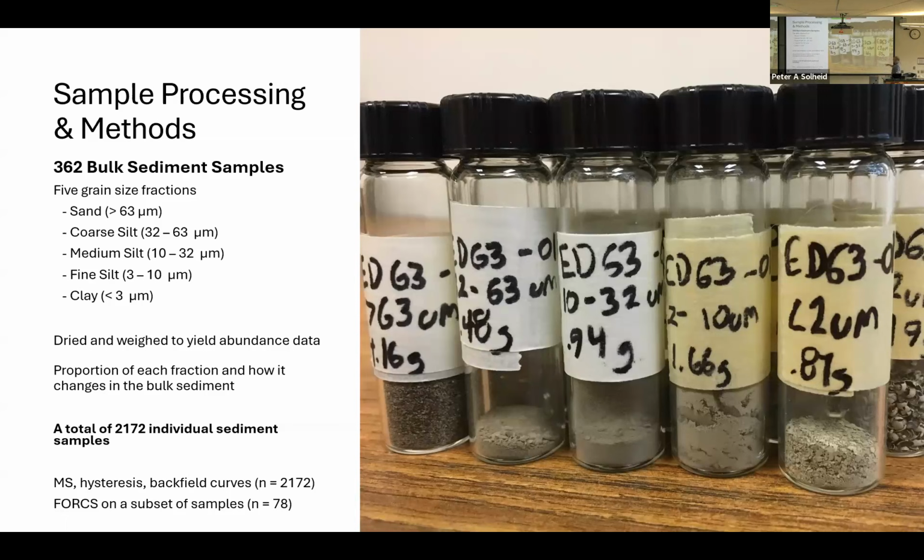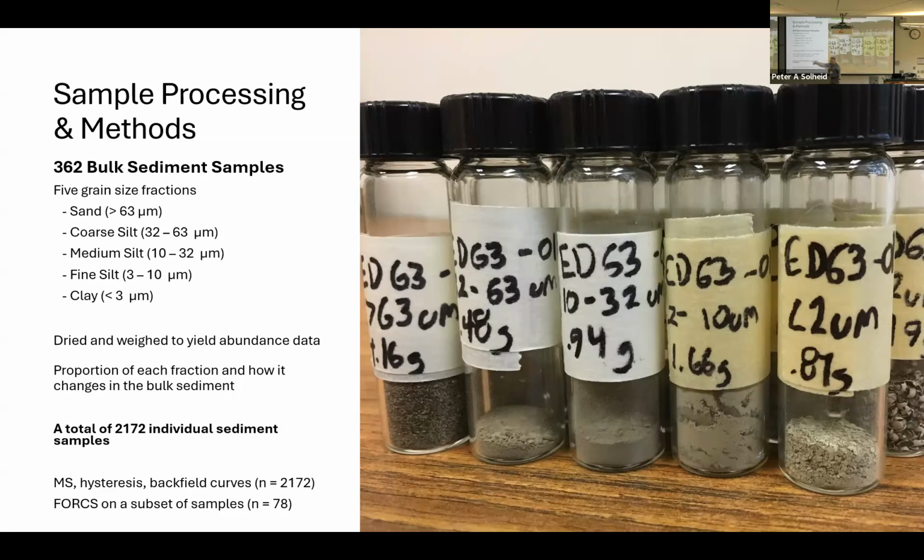You can see, even just by splitting, this is one sample, so this is the bulk sample broken down into different grain size fractions. You can already see there is a difference in color, so you can already start to get your head around that there is some mineralogical fractionation and separation with these different grain size fractions. We dry them, we weigh them, so we know the proportion of the different sediments in the bulk sediment.